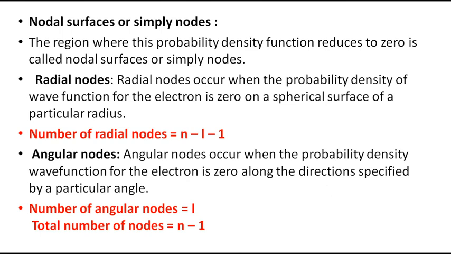Next, one more thing you have to learn is nodal surfaces. I told you in the s orbital the shape is spherical, meaning the electron can occur anywhere in that spherical region. Only one electron, but anywhere in that sphere you can find that electron.